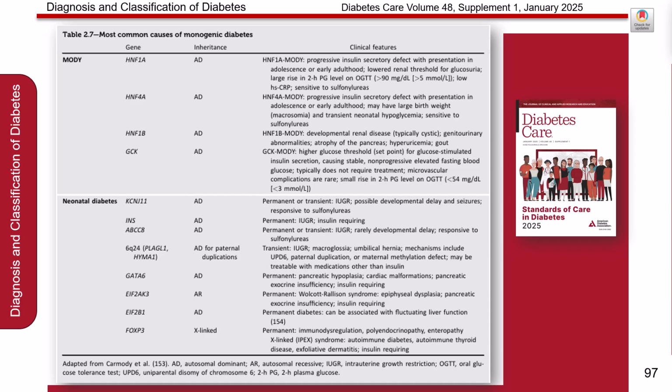Gene: FOXP3. Inheritance: passed down through the X chromosome. Clinical features: permanent condition. Linked to an immune system disorder that causes diabetes, thyroid disease, and severe skin inflammation. Requires insulin treatment.